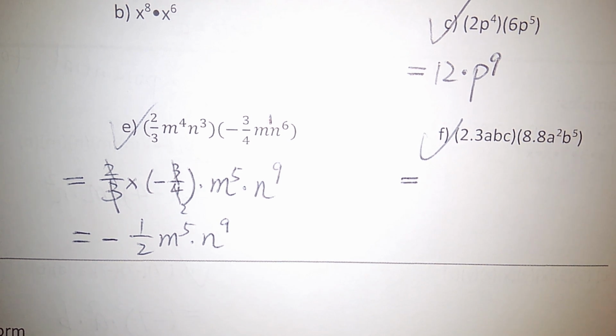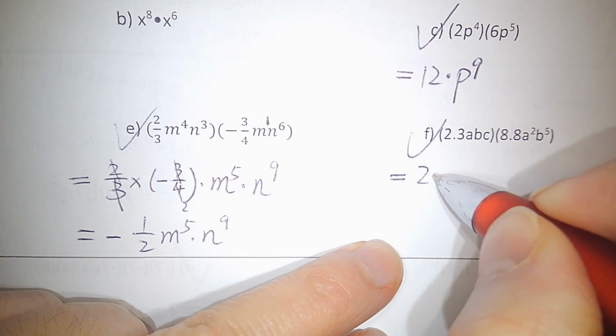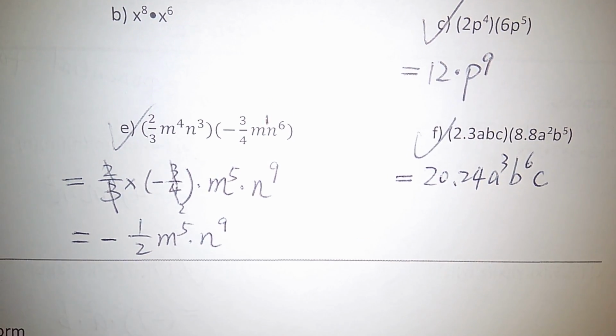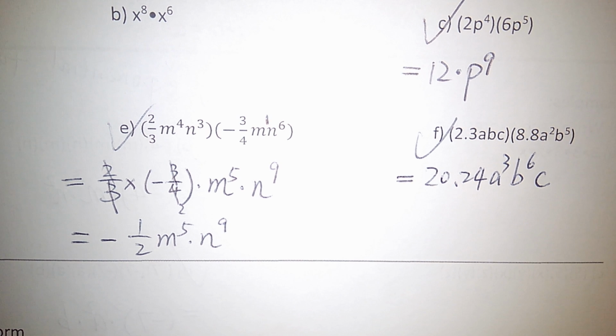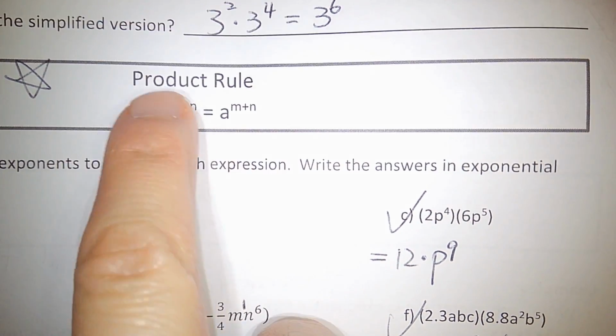Done? So, who can tell us what you get for this question? I got 20.24, a to the 3rd, b to the 6th, and then c. Everybody gets the same answer? Okay, so that's good. Alright, so this is the first rule we learned, called the product rule.